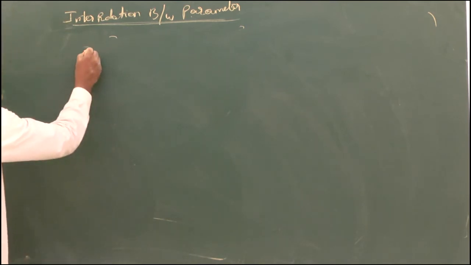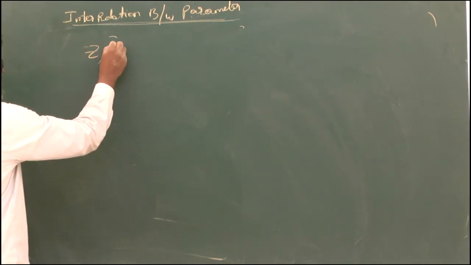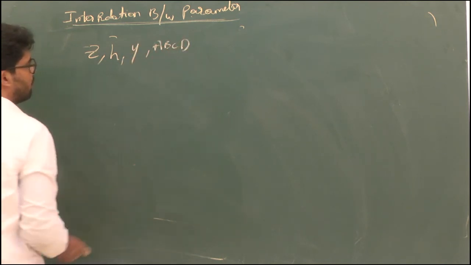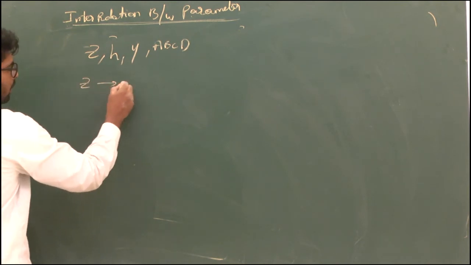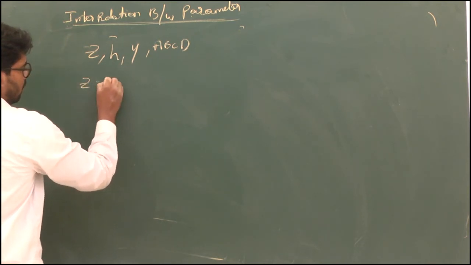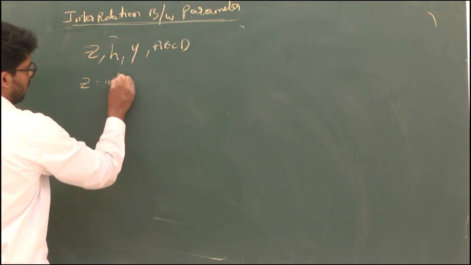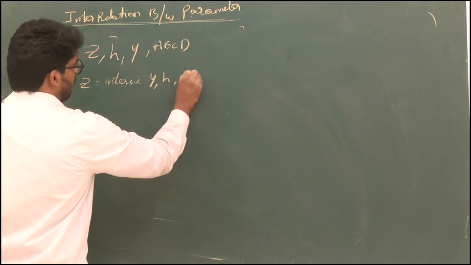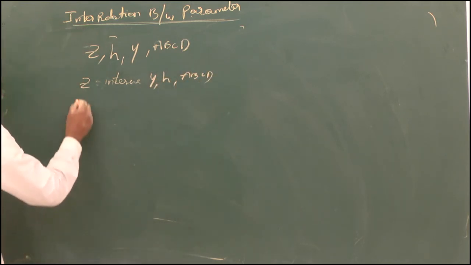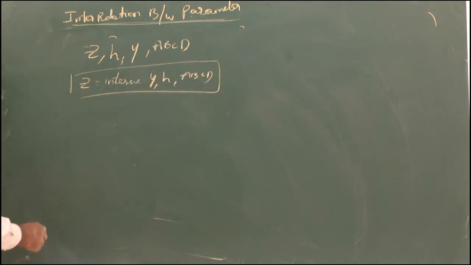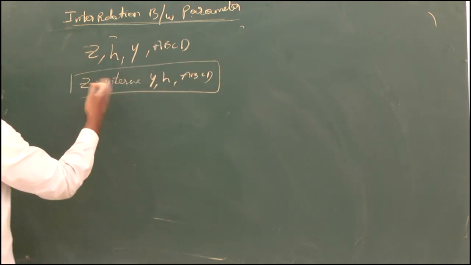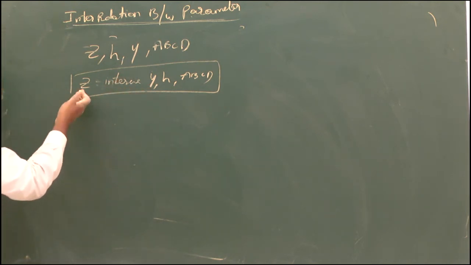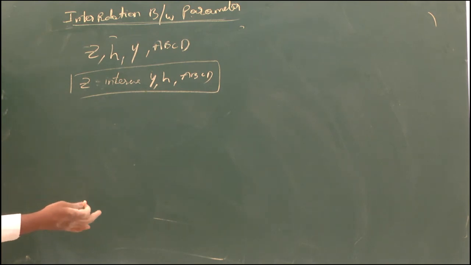So how many parameters do we have? Z parameters, H parameters, Y parameters, A, B, C, D parameters. Now we dealt with Z parameters in terms of Y parameters, H parameters, and A, B, C, D parameters. What we have done here is change the Y parameters, H parameters, A, B, C, D parameters into the form of Z parameters, and we find the interrelationships.